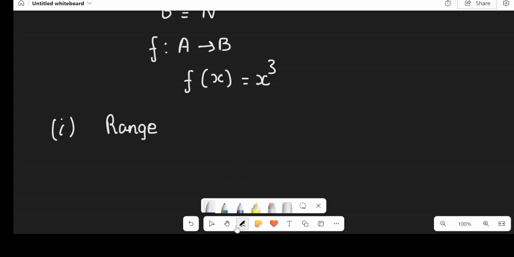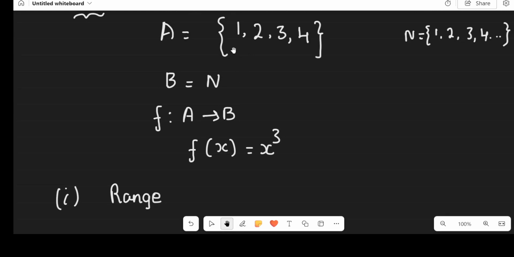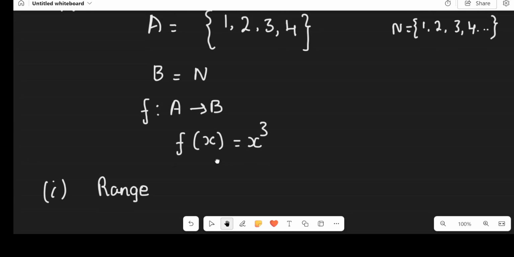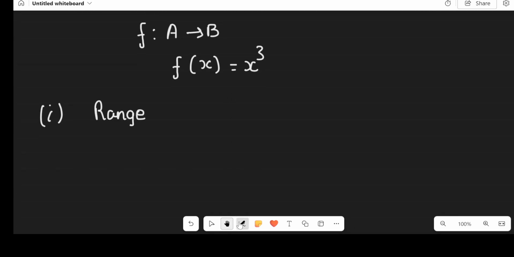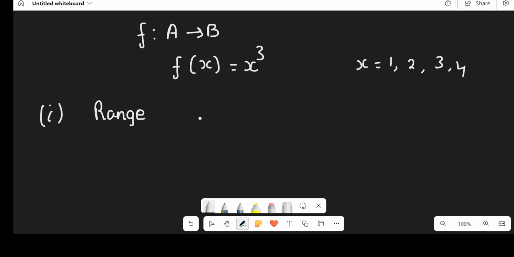Now we are going to apply the values of A, 1, 2, 3, 4, one by one in place of x. In place of x we are going to apply 1 first, then 2, then 3, and then 4. Here f(x) = x³, right? So we are going to apply x = 1, 2, 3, 4. So what would be the answer?